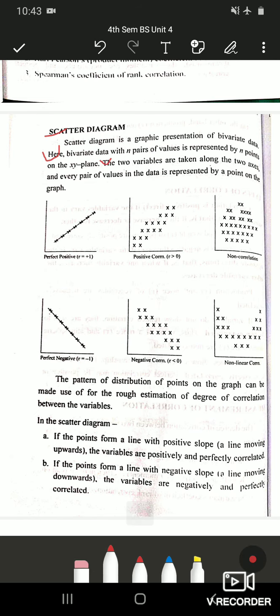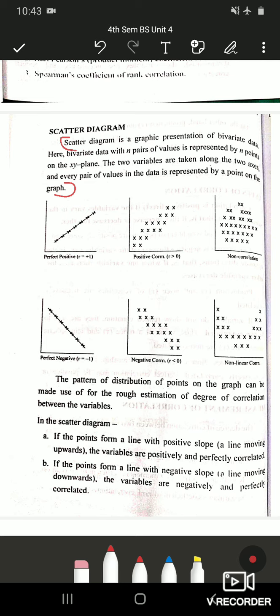So the two variables are taken along the two axes and every pair of values in the data is presented by a point on the graph. So if an explanation of scatter diagram is asked, you can write till here for 2 marks.